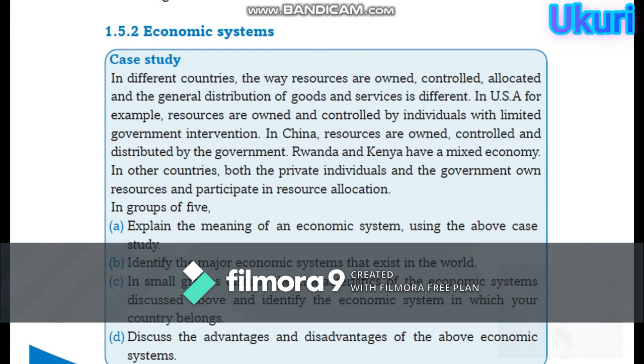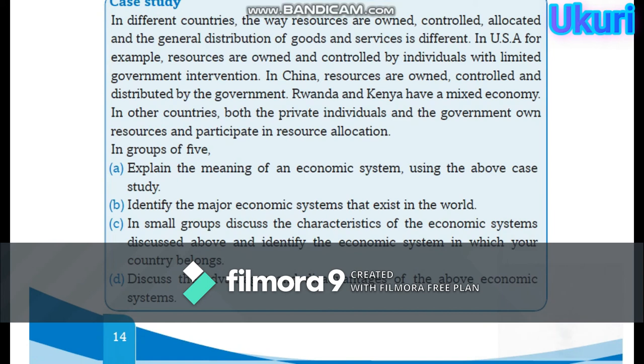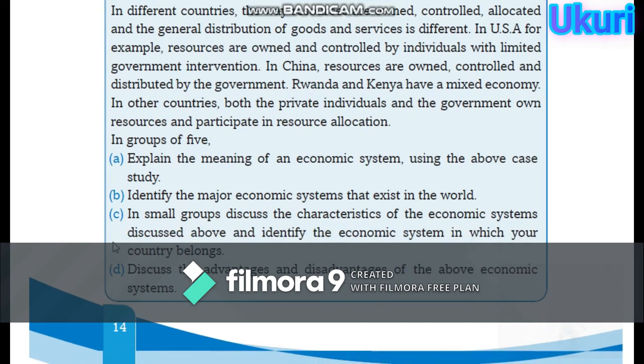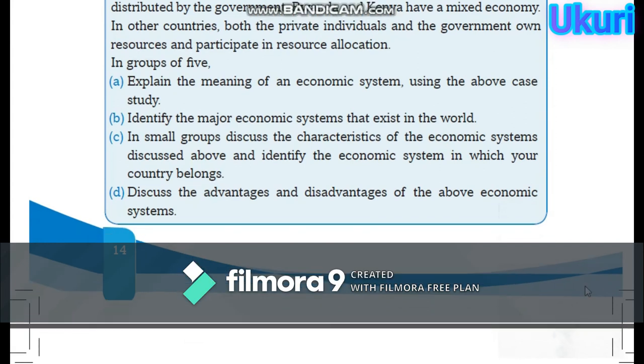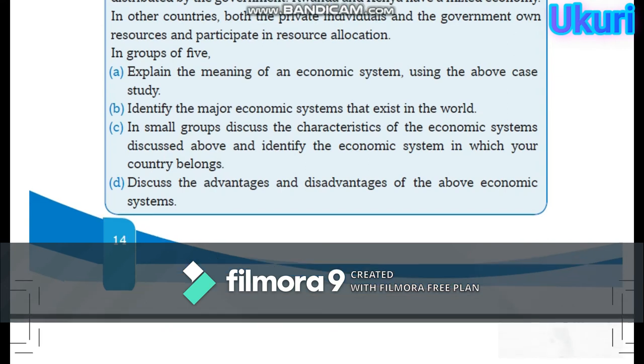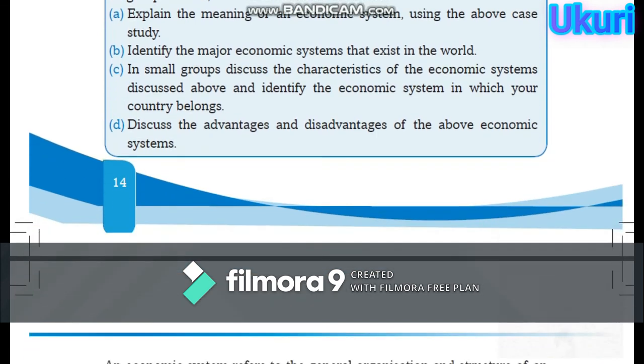According to what we have mentioned in the case study, now give the definition of the meaning of economic system. B. Identify the major economic systems that exist in the world. C. In small groups, discuss the characteristics of the economic systems discussed above and identify the economic system to which your country belongs. D. Discuss the advantages and disadvantages of the above economic systems. All those are going to be discussed down there.